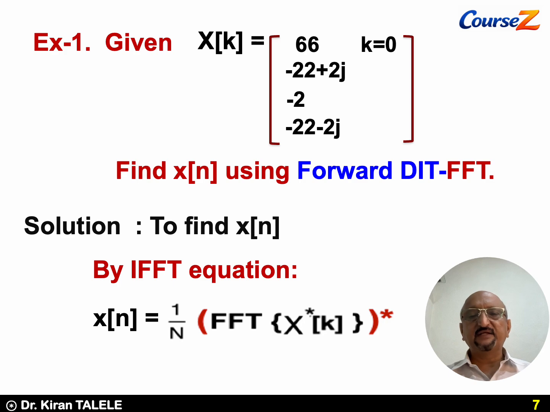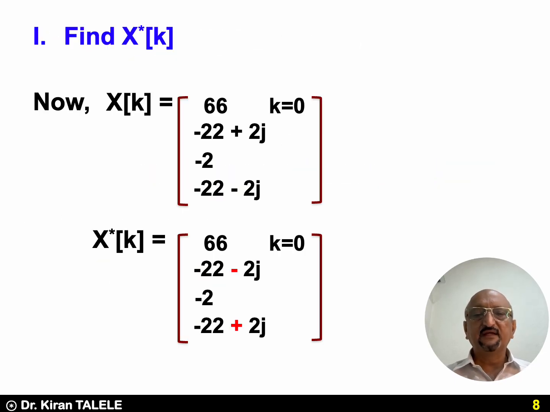So let's take one example. This is X of k and we want to calculate x of n using the forward FFT flow graph, using this equation. We want to implement this equation graphically using the forward FFT flow graph. So for that, first step, find X star of k. X star of k means every j we have to replace by minus j. Complex conjugate of X of k is X star of k. So we will get this answer.